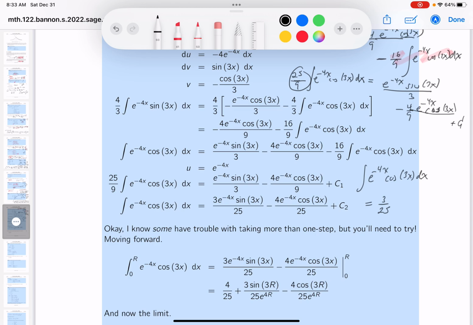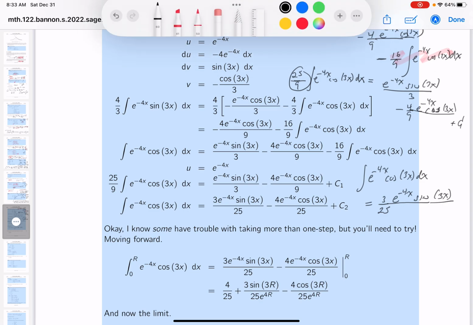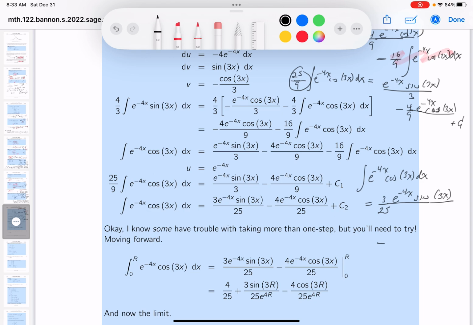Let's see, e to the minus 4x sine 3x, and now it's going to be minus, let's see, I'm multiplying by 9/25, so what am I going to get? Let's write that down. So minus 4/9, and I'm multiplying by 9/25. The 9's cancel, so we get minus 4/25. And then what do you get? Let's take a look. You get e to the minus 4x cosine 3x plus some constant.